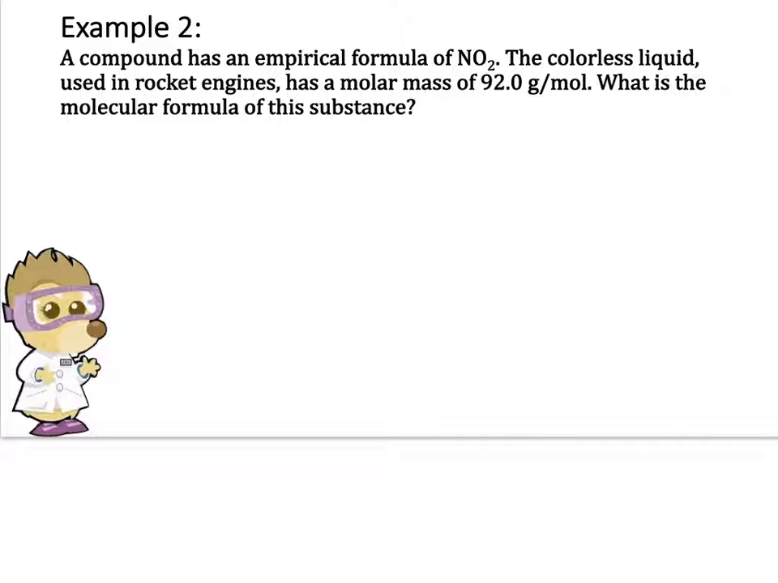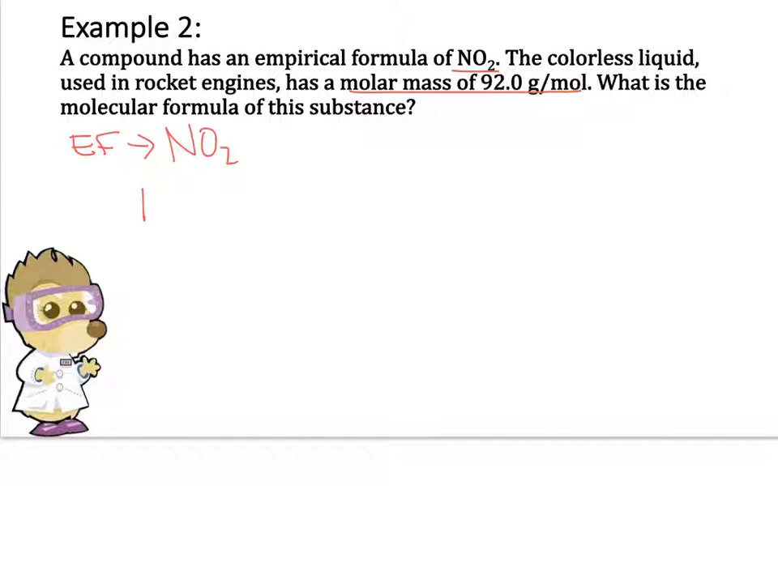All right, I have a compound that has an empirical formula of NO2. The colorless liquid used in rocket engines has a molar mass of 92.0 grams per mole. So here is my empirical formula. Here's my molar mass. We want to know what the molecular formula of that substance is. All right, so step 1 says to determine the empirical formula. I got it. Empirical formula was NO2.